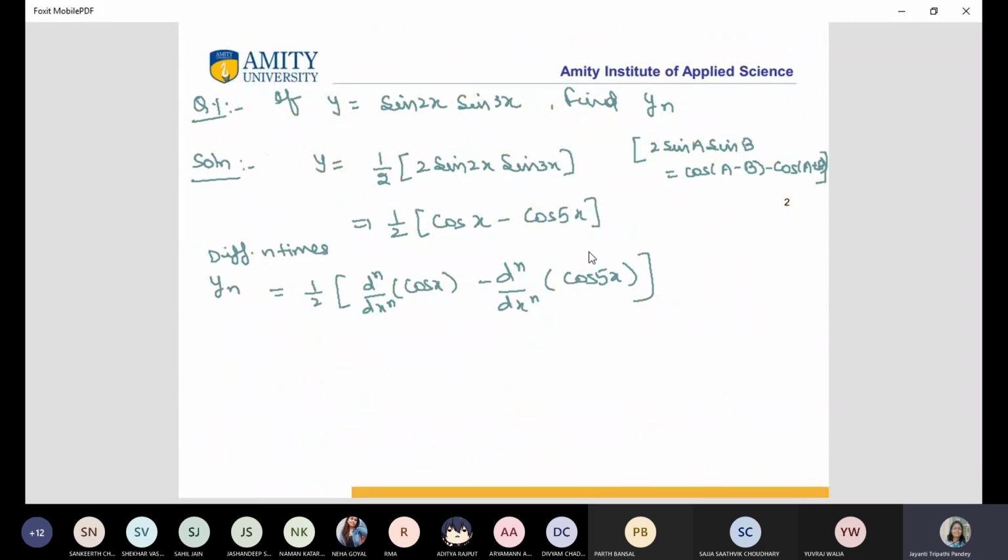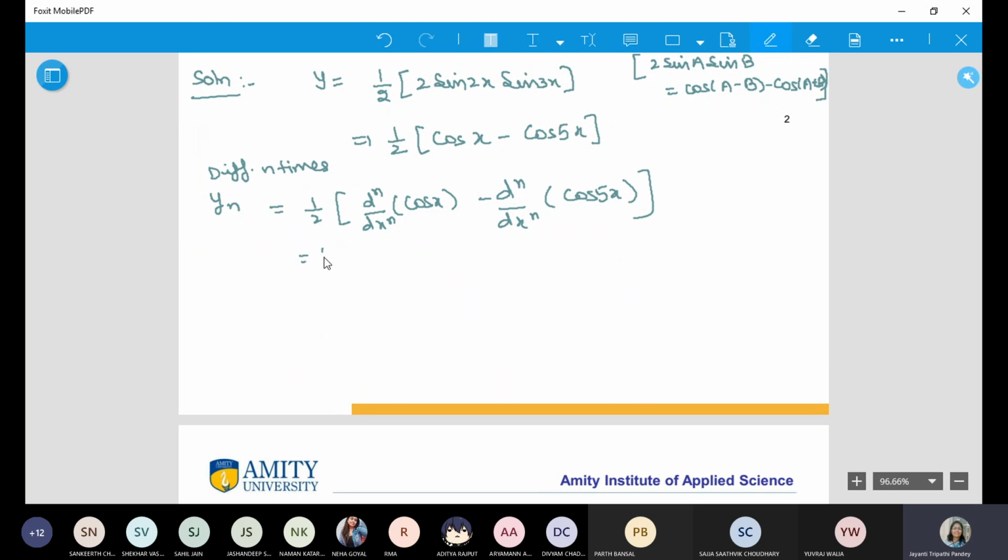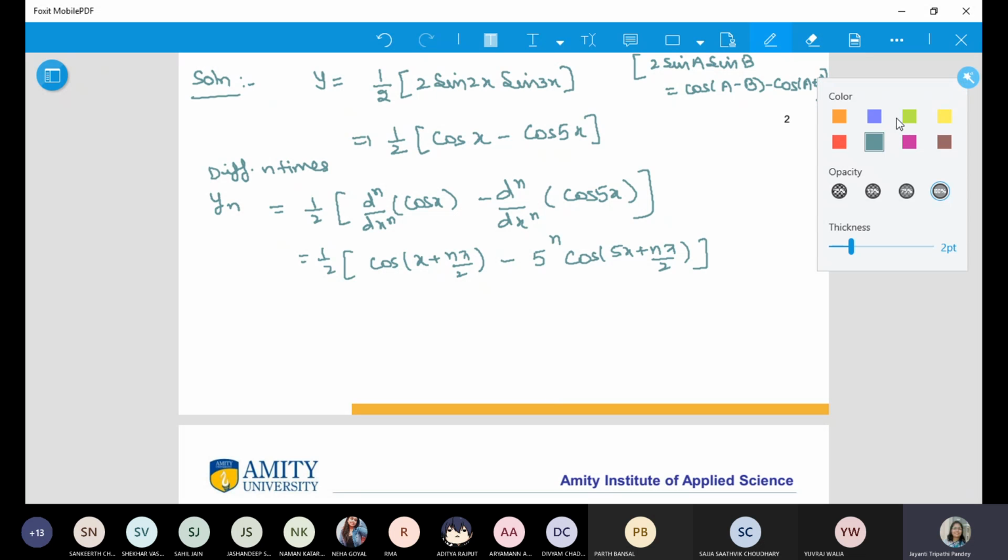Agreed? So we will write it as half cos ax, so a is 1, so x plus n pi by 2, minus, here your a is 5, so 5 to the power n cos 5x plus n pi by 2, and this is your answer. Have you understood how we use the formula? Please ask. We don't have this much time.